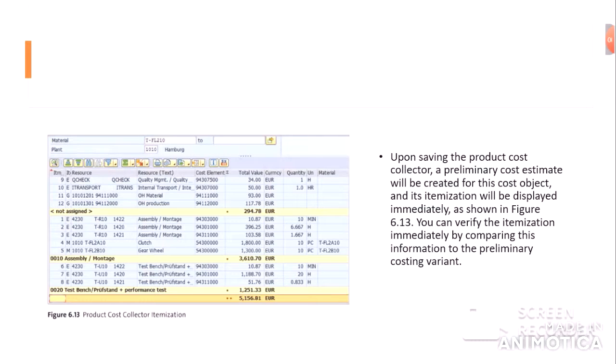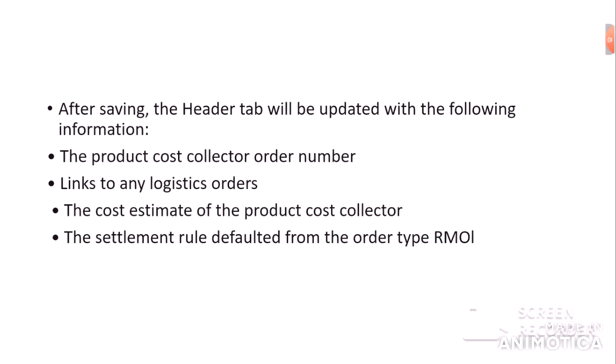So product cost collector itemization after saving the header tab will be updated with the following information. The product cost collector order number links to any logistics orders, the cost estimate of the product cost collector, the settlement rule defaulted from the order type RM01.